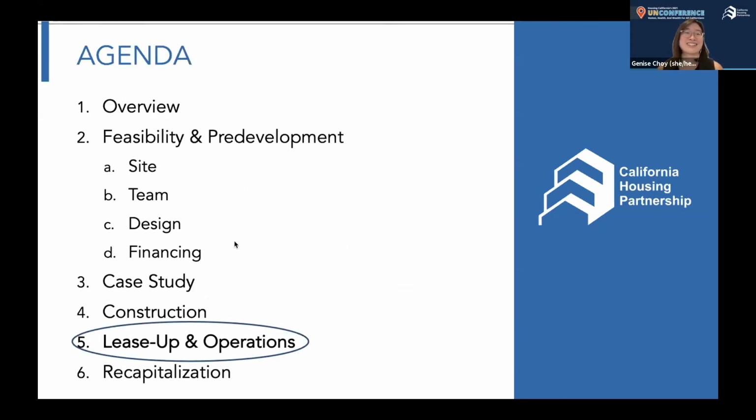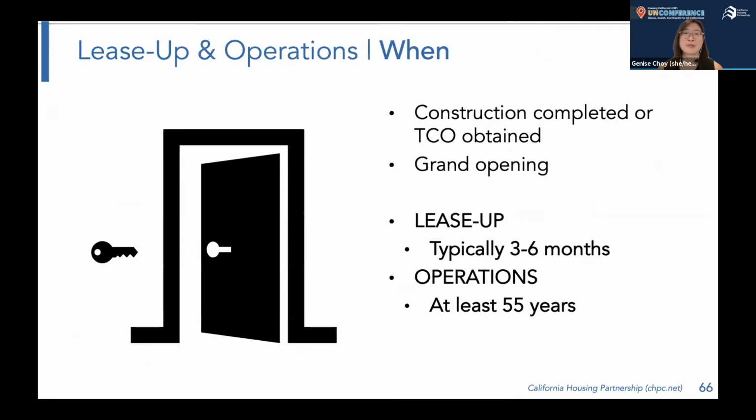So what next? You finished construction, you've got your permit signed off on, now you have lease-up and operations. You've gotten your temporary certificate of occupancy or your final certificate of occupancy, grand opening, again, lots of photos taken, lots of speeches made, but the hard work is really happening behind the scenes with lease-up and operations. Lease-up typically will take 3 to 6 months. And operations, again, as Adrienne mentioned earlier, it's required to be at least 55 years by regulation, but the goal is that these buildings operate as affordable housing in perpetuity.